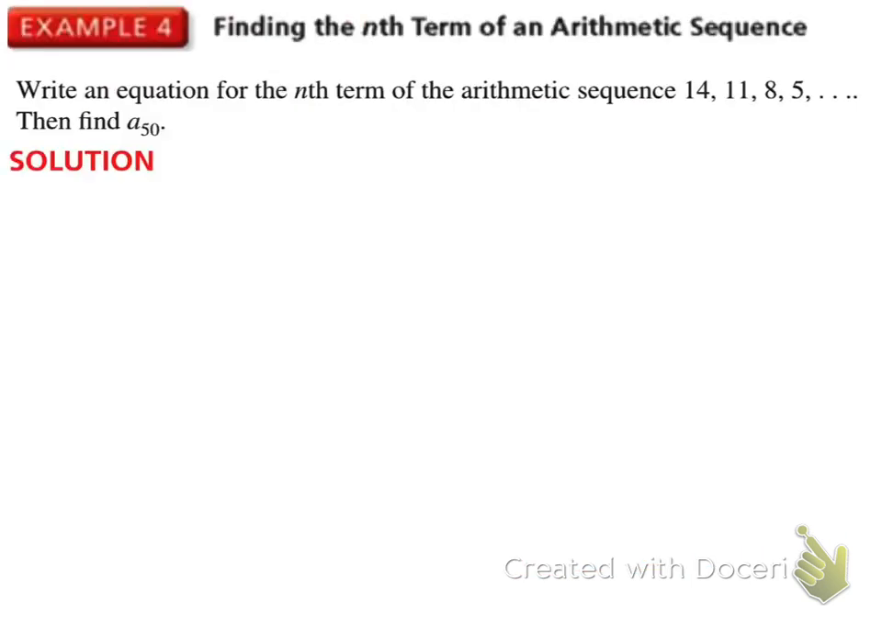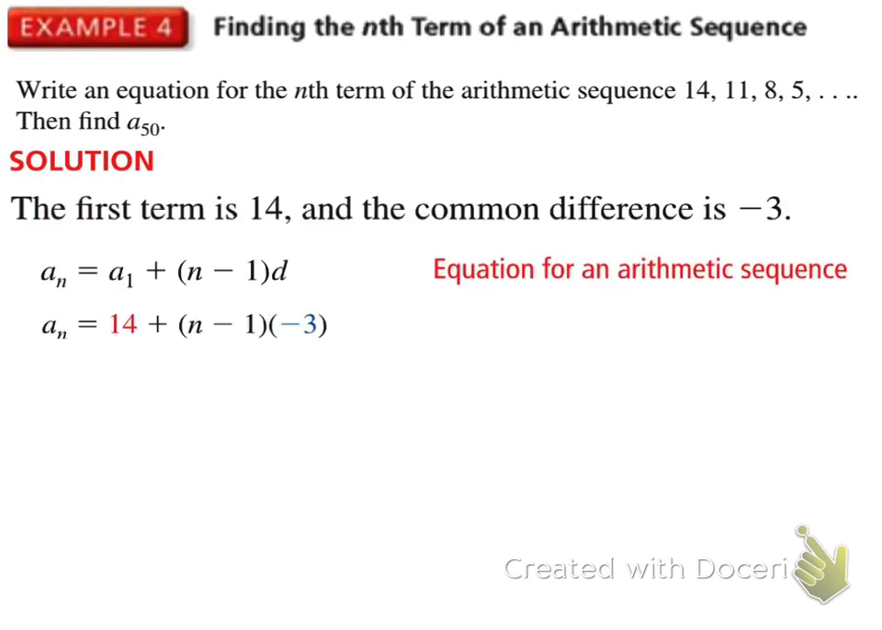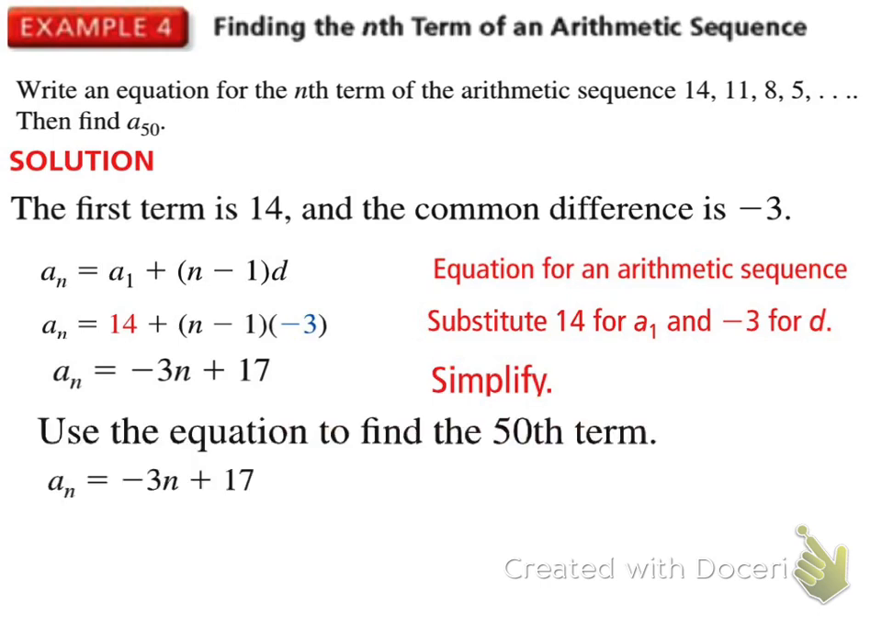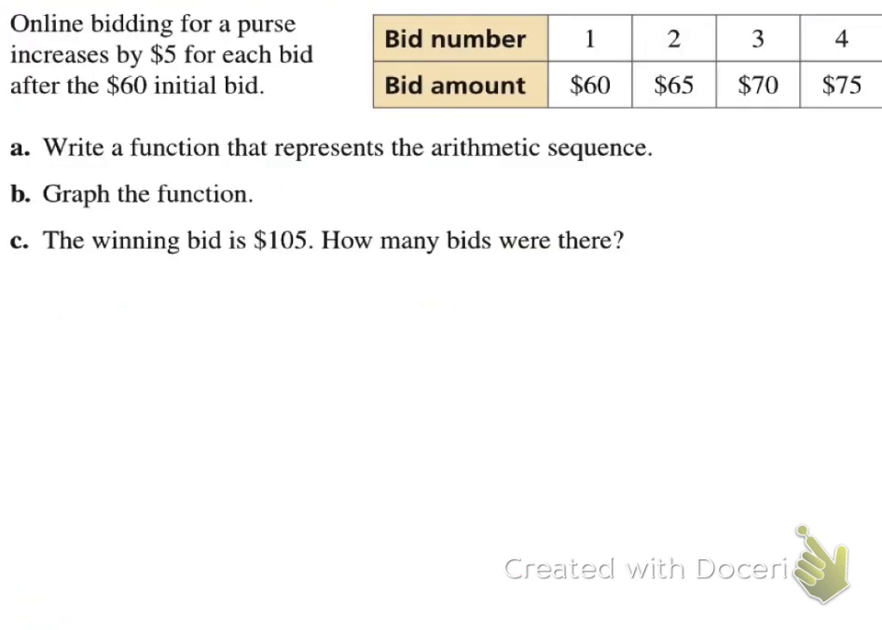Write an equation for the nth term, so they're just doing that. We just did this. There's the equation, and now we put the 50th term in. Okay, online bidding for a purse increases by $5 each bid. After the $60 initial bid, write a function that represents the arithmetic sequence.